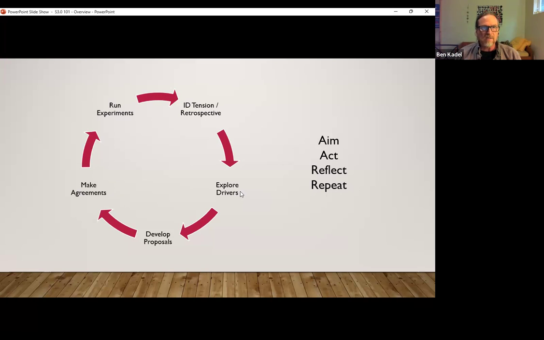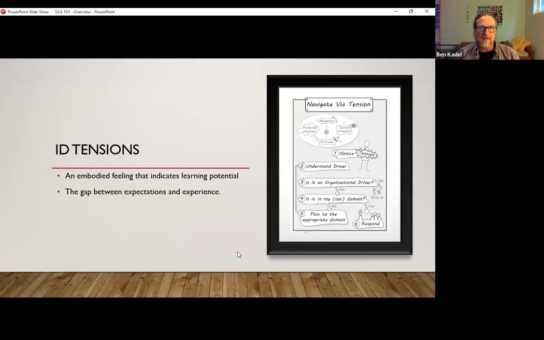And you can enter this cycle at any step. You don't have to always start in the same place. And in fact, usually circumstances are going to call your attention to one of these places in the cycle. But no matter where you start, there's a natural progression. Usually, we are starting with identifying tensions, often because tensions are going to present themselves whether we want them to or not. So starting with the tensions, by creating a space where the tensions can come up, we can start the process of the aim, act, reflect cycle.